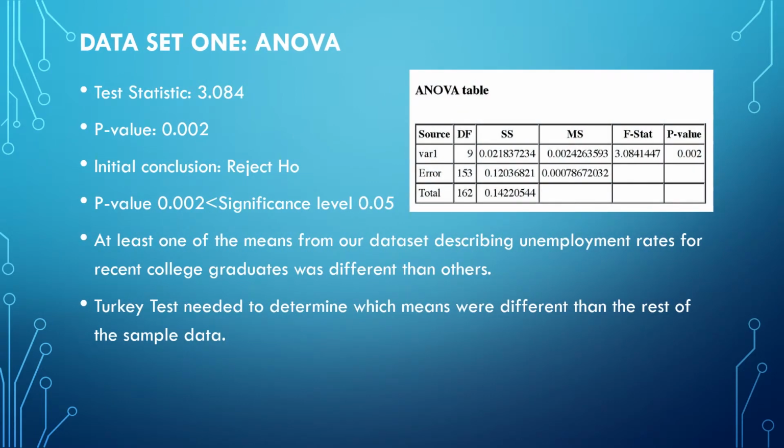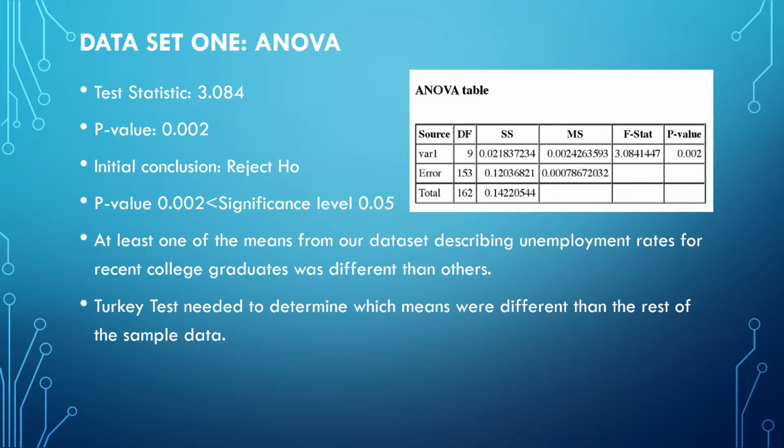As you can see in our attached StatCrunch output on the right side, our respective test statistic was reported to be 3.084, with the p-value equivalent to 0.002. From these outputs, we were able to draw our initial conclusion, which was to reject the null hypothesis. Because our p-value of 0.002 was smaller than our significance level at 0.05, we needed to reject the null hypothesis.